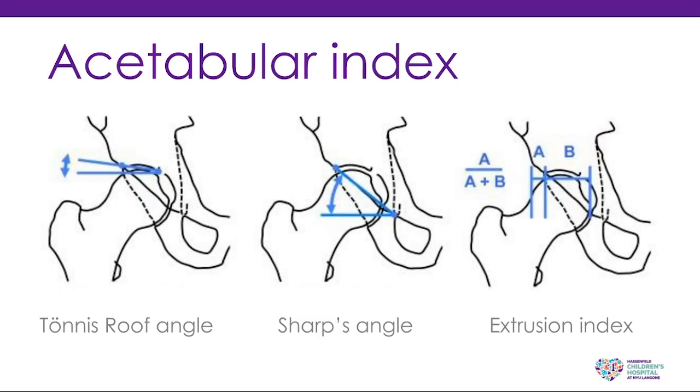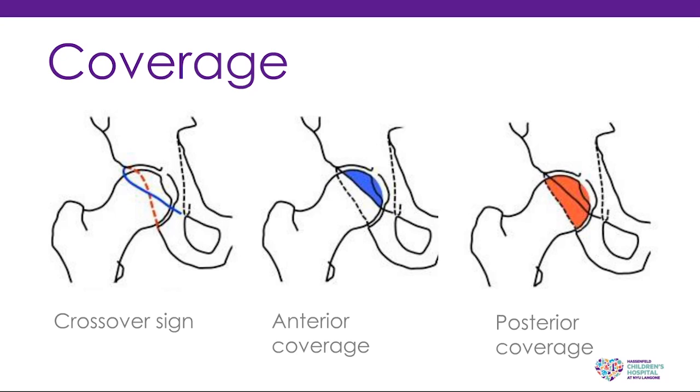The other measurements I use are the Tönnis roof angle, which is an indication of the load-bearing area's inclination. Sharp's angle is also the acetabular inclination and determines acetabular tilt. And the extrusion index is a quantitative measure of coverage of the femoral head. I also look at possible crossover signs, which can indicate retroversion, to determine if hips are lacking anteriorly or posteriorly, but ultimately we almost always get cross-sectional imaging, whether it's MRI or CT. And again, I won't get into the nuances of this at this time, as I'm just introducing the concept for us.